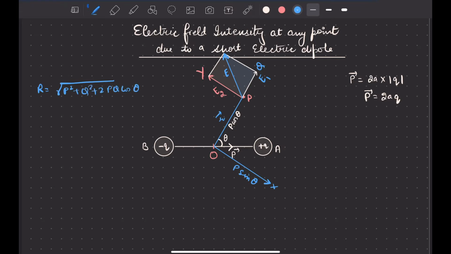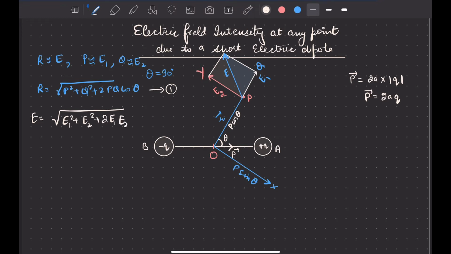But here R is equivalent to E, P is equivalent to E1, and Q is equivalent to E2, and it is already clear to us that E1 and E2 are perpendicular to each other. Therefore theta is equal to 90 degree. Hence equation number 1 will change to E is equal to under root of E1 square plus E2 square plus 2E1 E2 cos 90, and we are already aware cos 90 is 0, therefore this term will turn out to be 0. This implies we have E is equal to under root of E1 square plus E2 square.